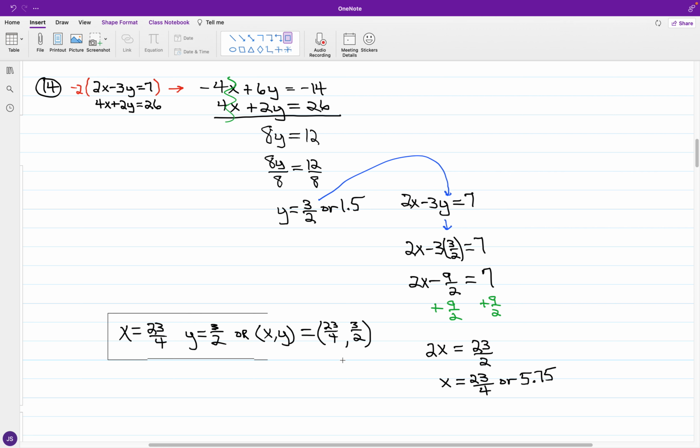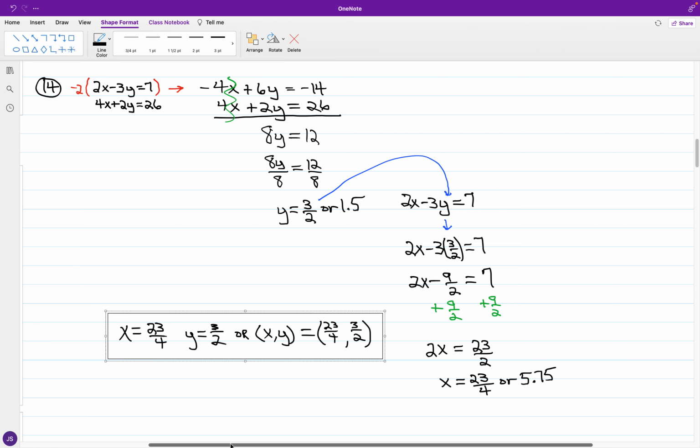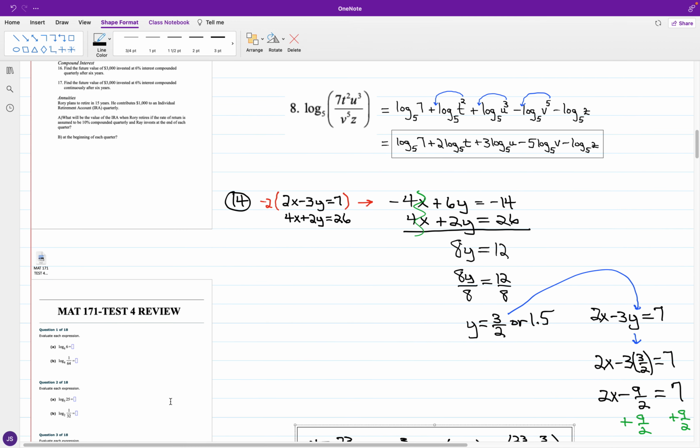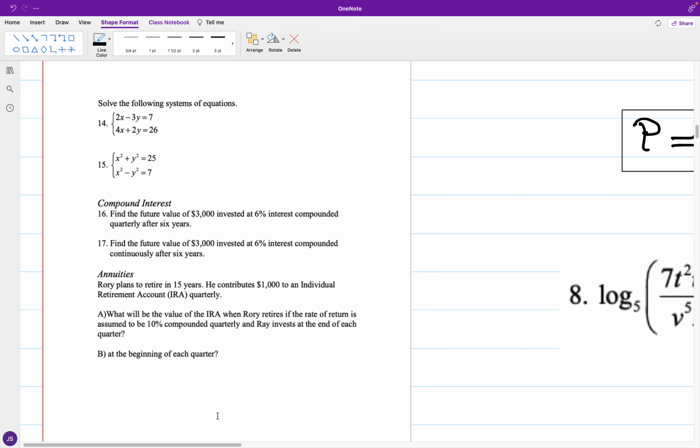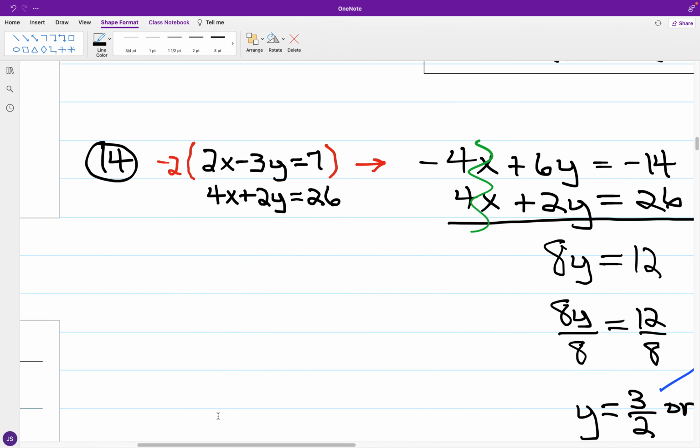Now for the other system, in number 15, we have x squared plus y squared is 25, x squared minus y squared is equal to 7.